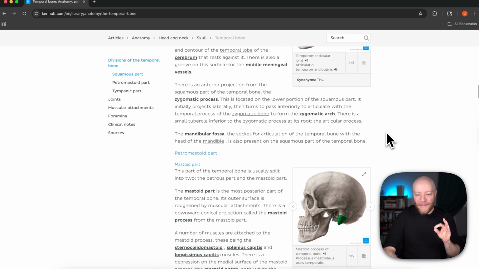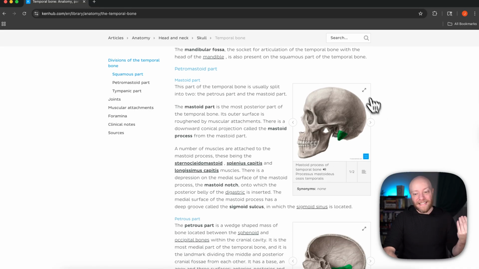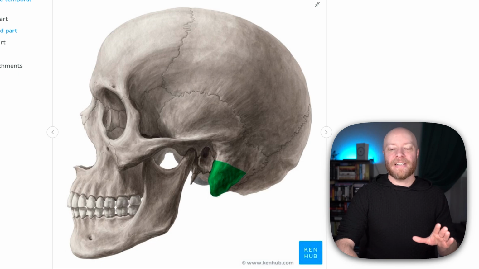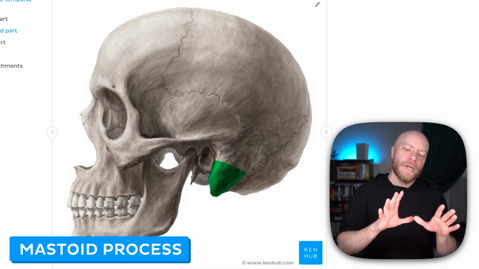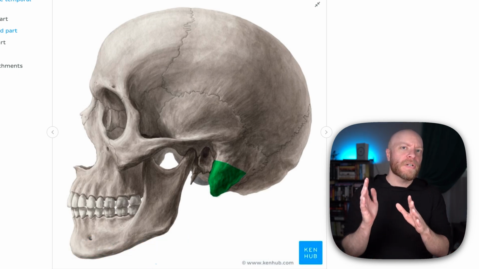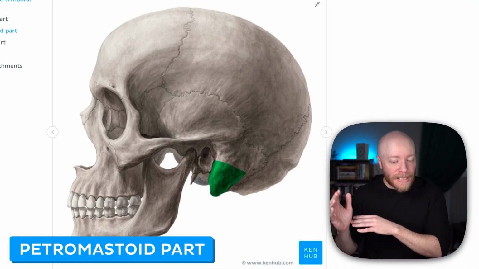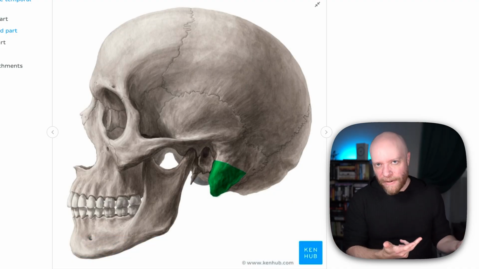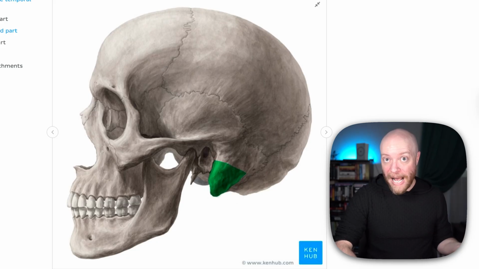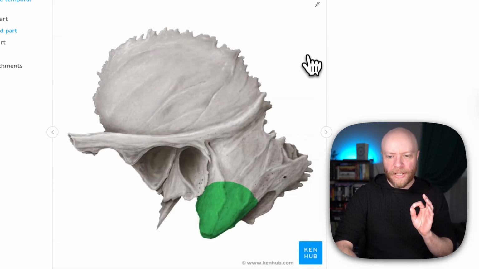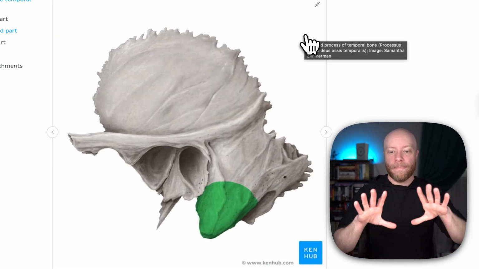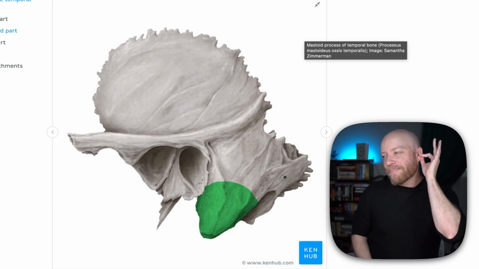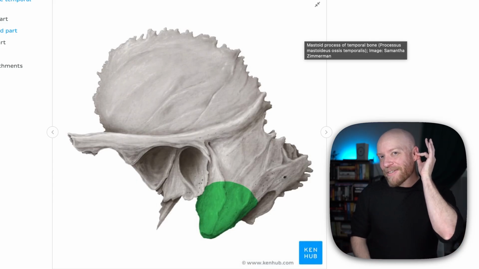Now, let's go down and look at this other image here, because there's still more to this temporal bone. And now we get to see this thing called the mastoid process. This is one part of something called the petromastoid part. The petromastoid part can be broken down into two different parts, and this first one is called the mastoid process. I actually want to look at it from this view right here, if we pull it out. So you can feel this thing. There's this little flappy thing on the outside of your face.